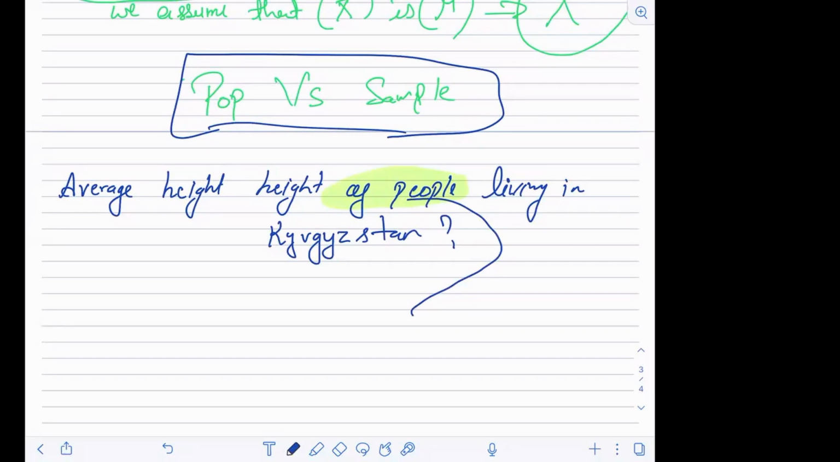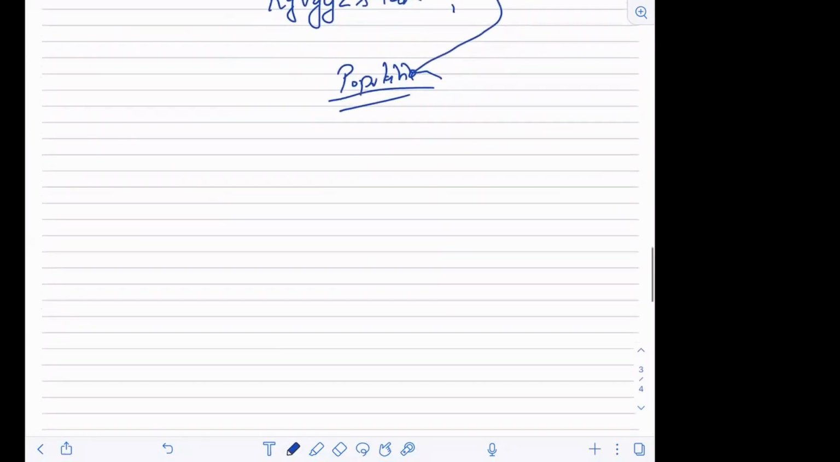I haven't mentioned the class of people, or the rich people, the poor people, the old people, the young people. I'm just talking about the people. I haven't categorized, and that's why this is my population. Actually, I'm referring to the population.